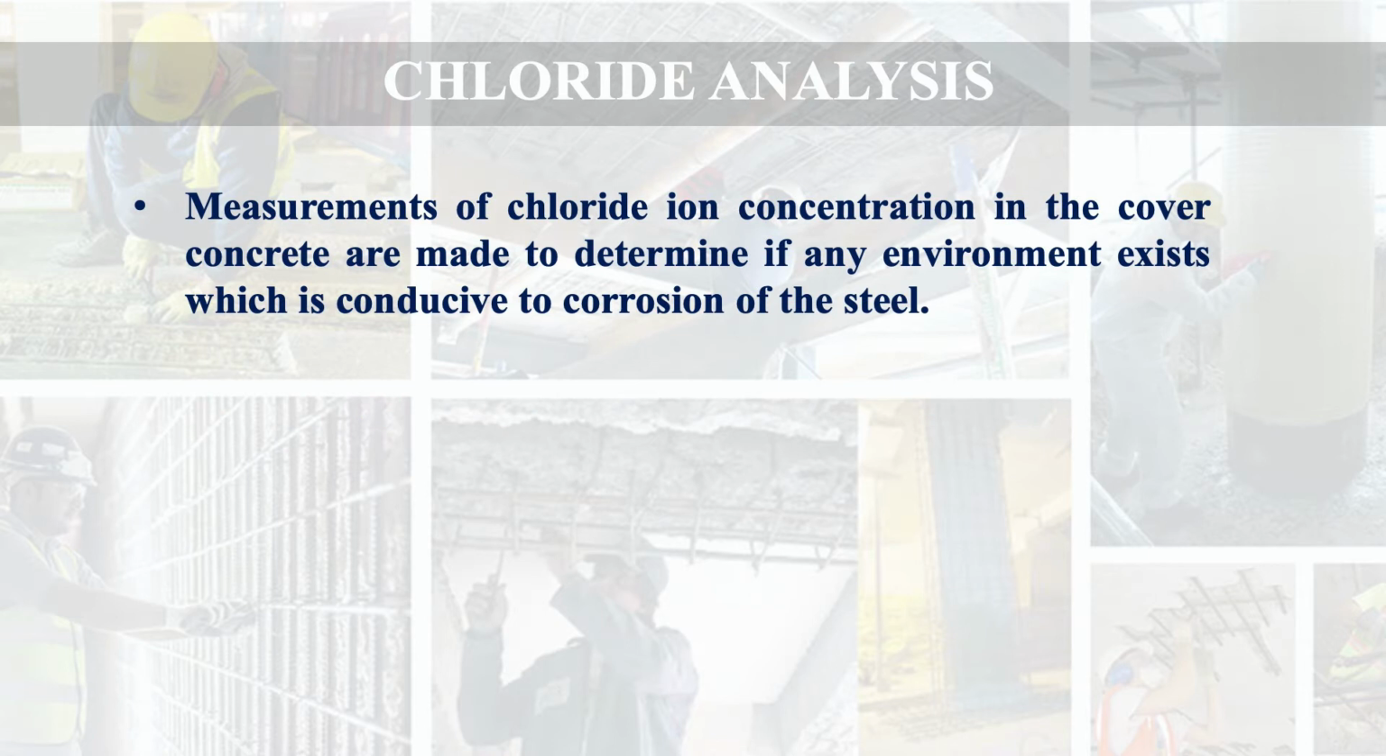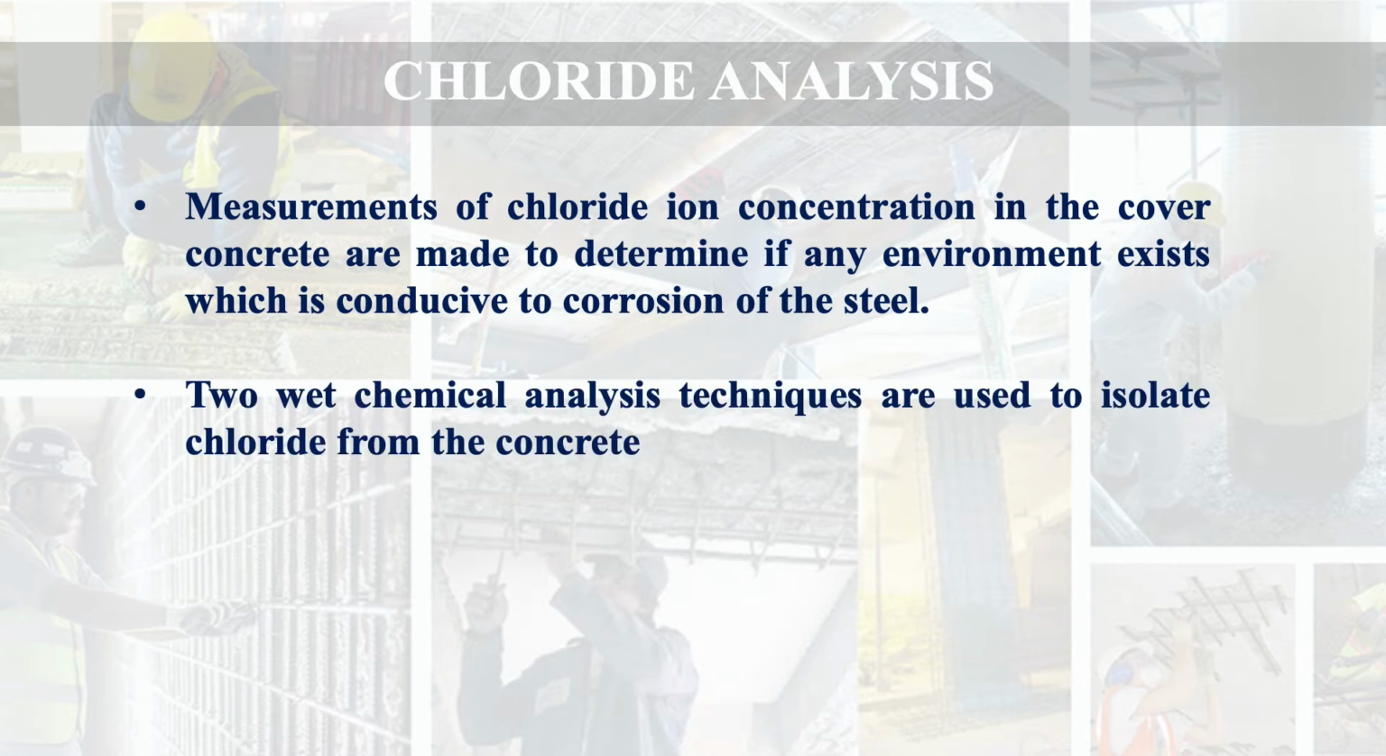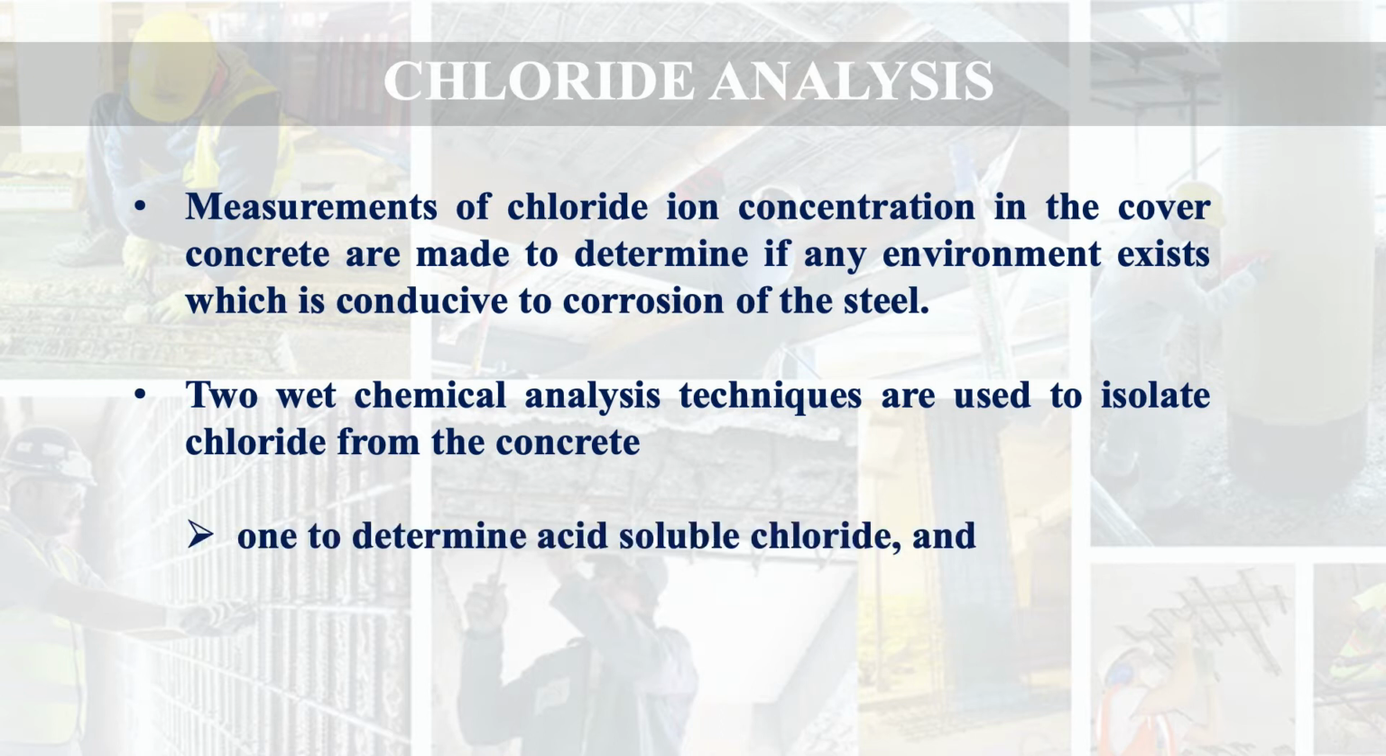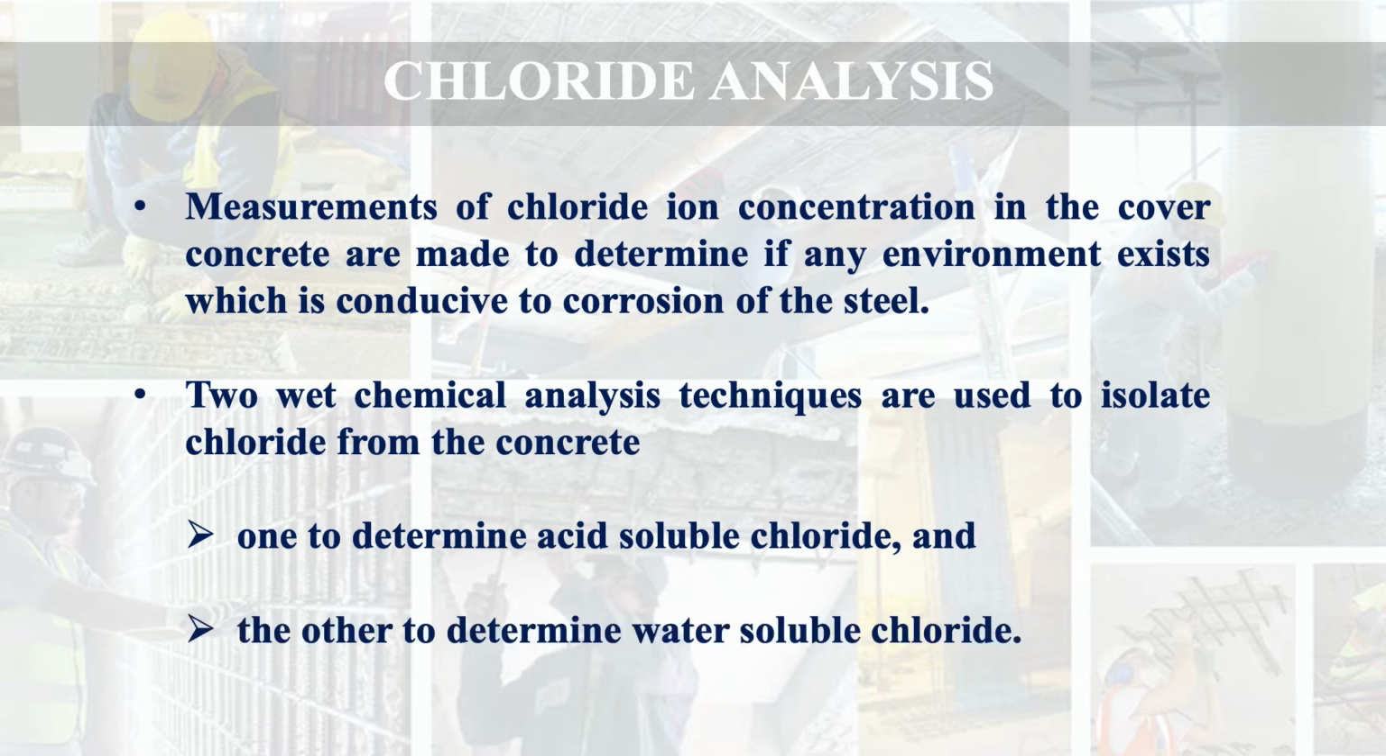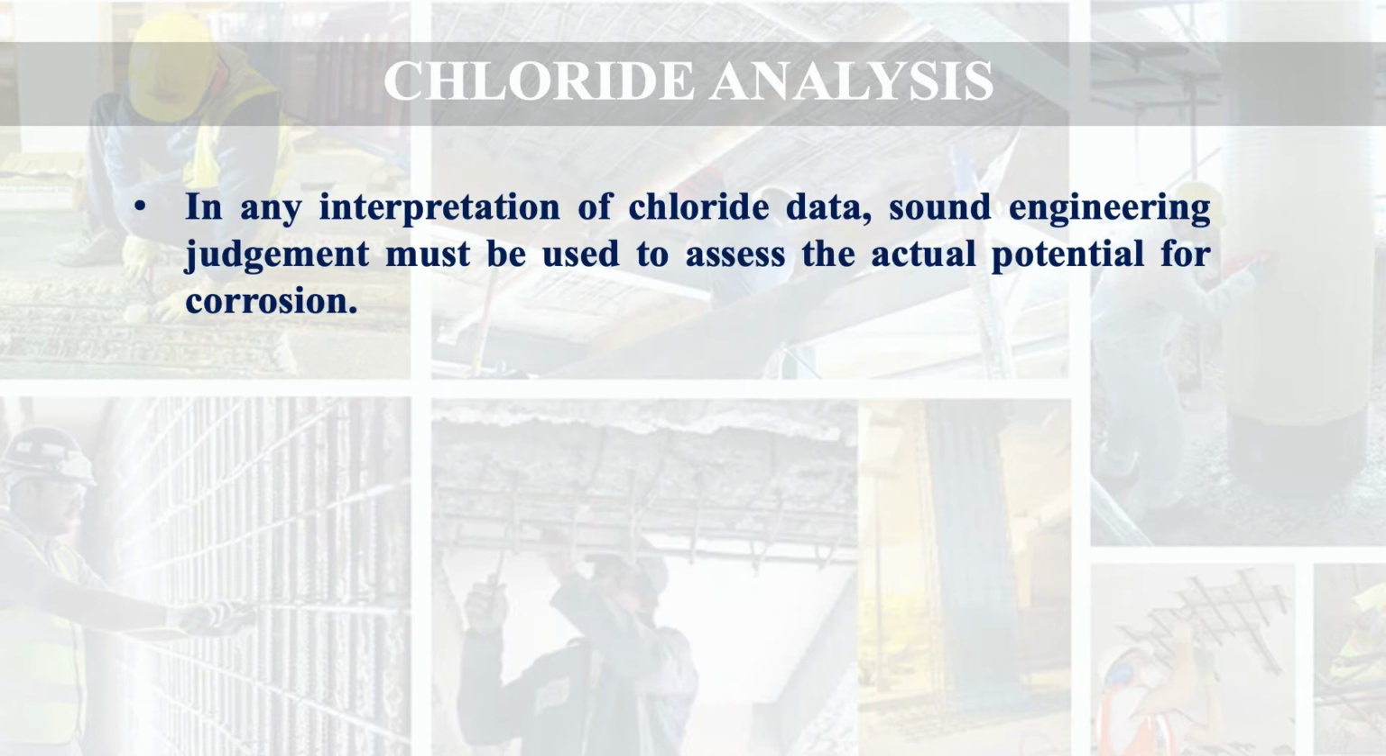Measurements of chloride ion concentration in the cover concrete are made to determine if any environment exists which is conducive to corrosion of the steel. Two wet chemical analysis techniques are used to isolate chloride from the concrete. First one, to determine acid soluble chloride, and second one is to determine water soluble chloride. In any interpretation of chloride data, sound engineering judgment must be used to assess the actual potential for corrosion.